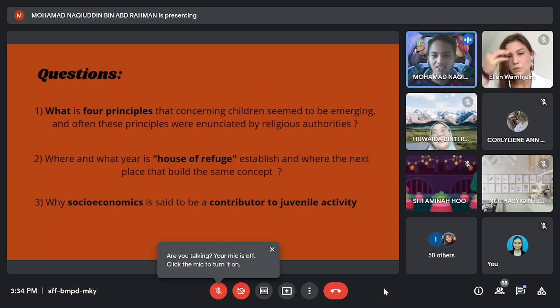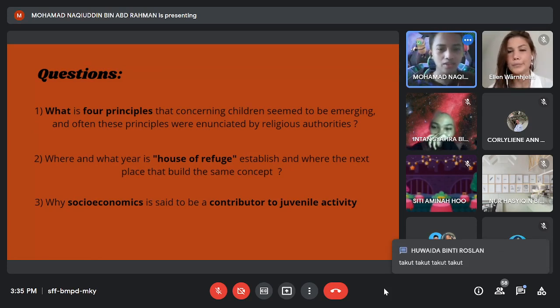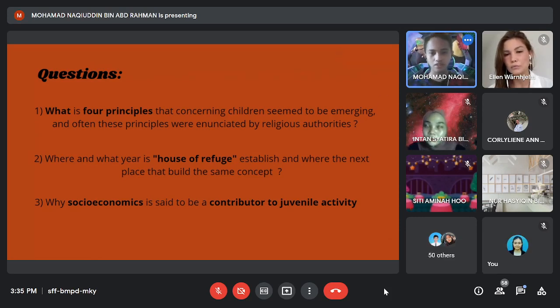Tak nak try? Ini part Aiman. Dah dibentangkan. Bahagian Aiman. Why is socioeconomy said to be a contributor to juvenile activity? Ada siapa-siapa nak try? Anyone can try to answer it?